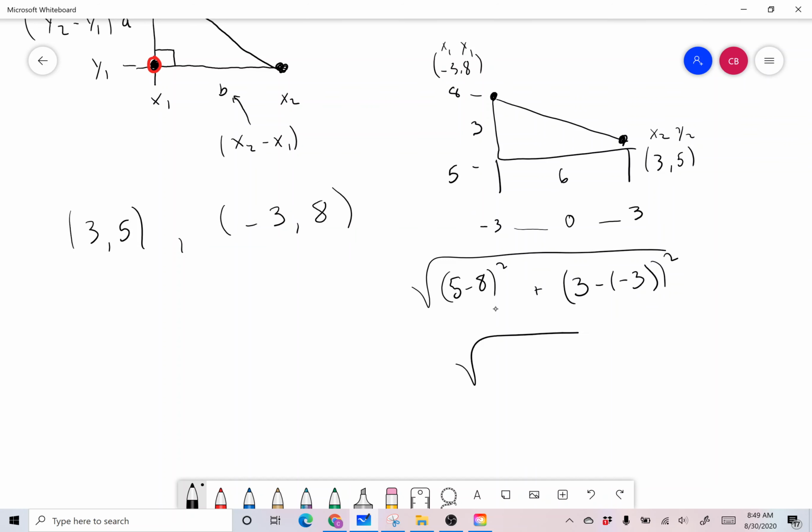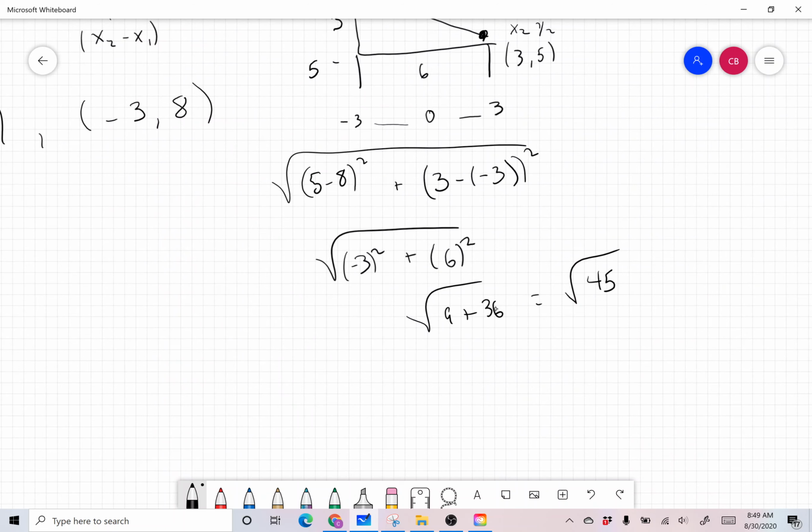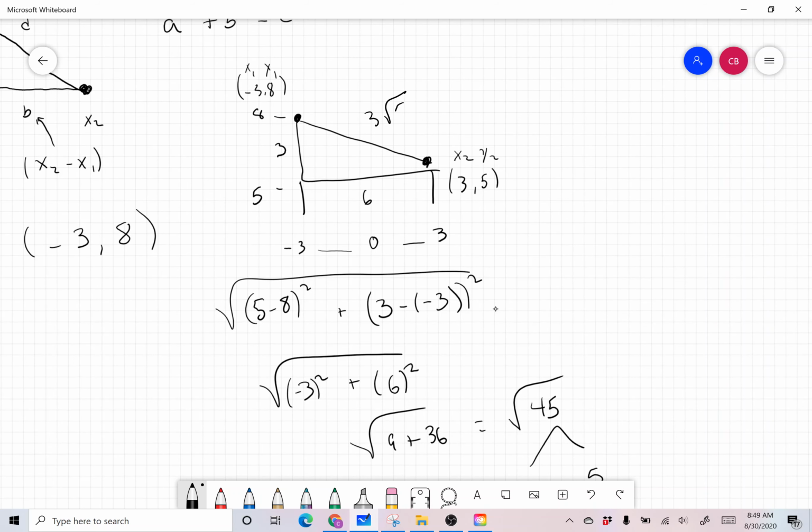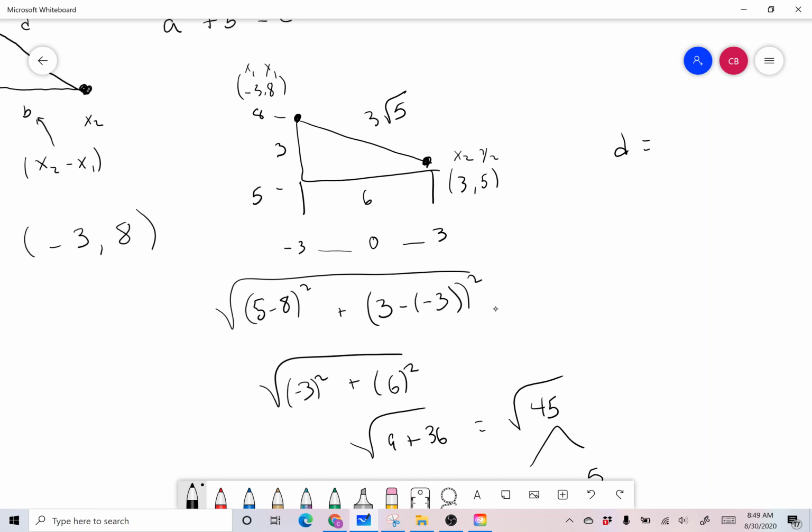So this is going to be the square root of 9 plus 6 squared. Sorry. This is going to be 3 squared, -3 squared, 6 squared, which is equal to the square root of 9 plus 36, square root of 45. And 45 can be broken down as 9 times 5, so this is 3 square root 5. Your distance here is 3 square root of 5, which is the square root of 45.